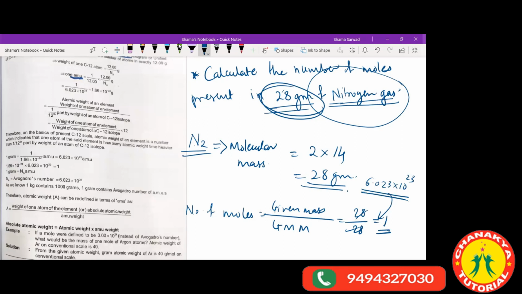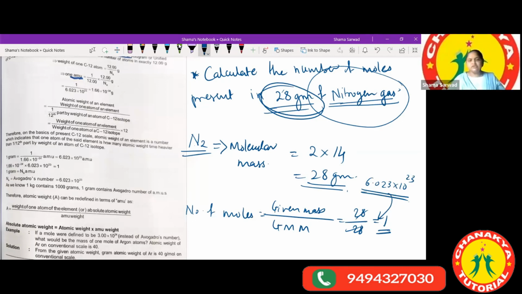Suppose they ask you to calculate the number of atoms or number of molecules present in the given substance. First of all, you have to convert it into moles and then multiply by what? Avogadro's number. Okay. Clear? Shall I give you a few more questions?